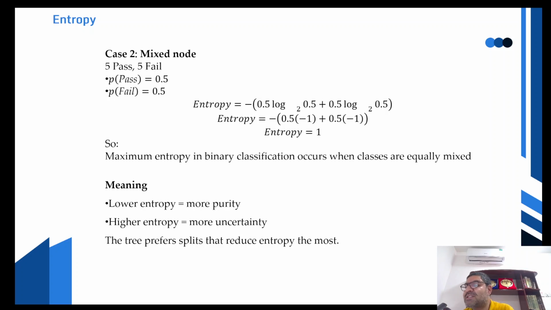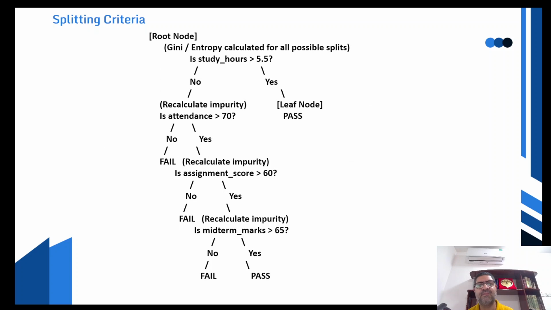The tree prefers splitting that reduces entropy the most. So the tree will prefer to split the nodes in such a way that entropy will be reduced. It will be lesser, and when it is lesser, it will be dividing in such a way.